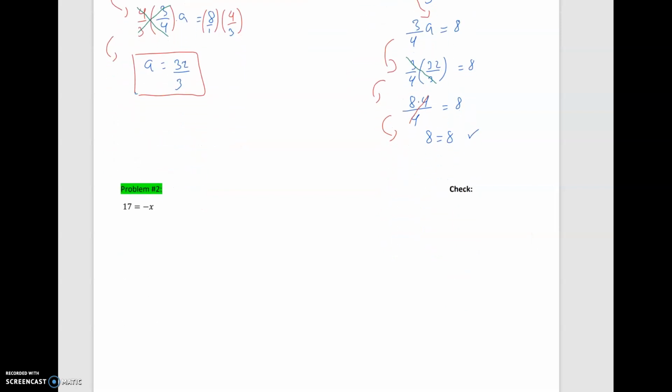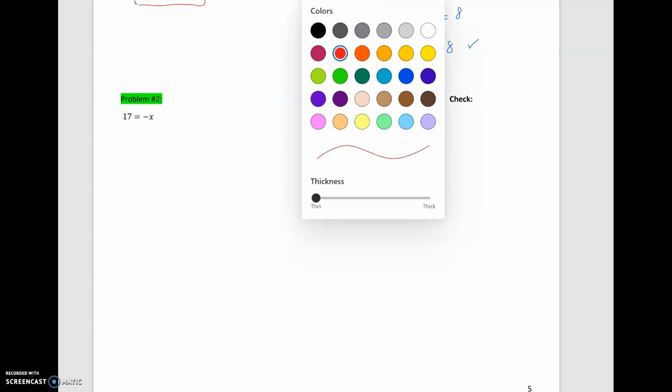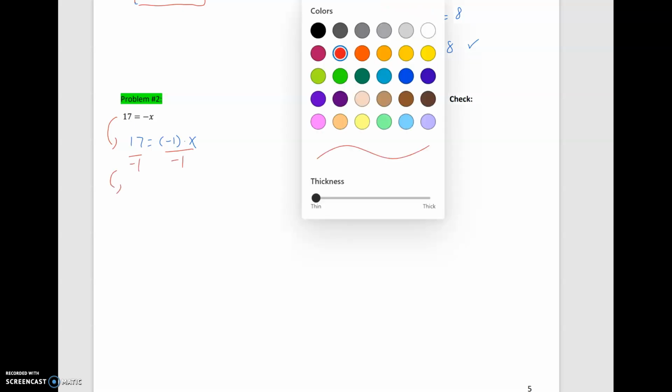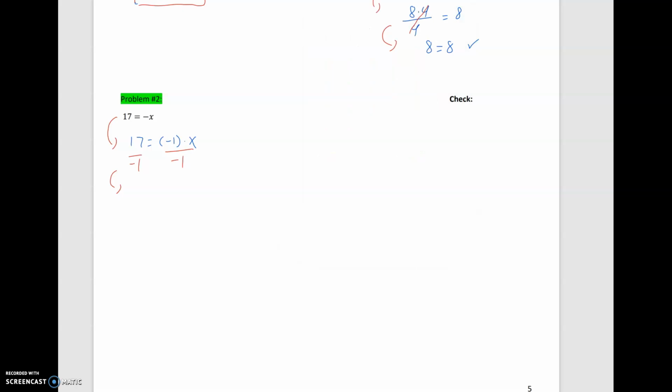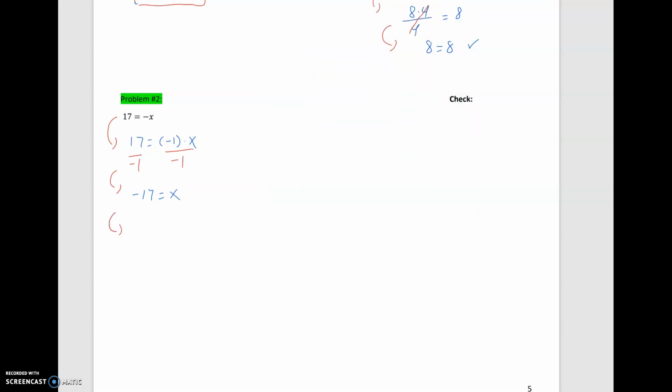Okay, let's take a look at example problem 2. In this case, let me rewrite it. We technically have the equation expressed as 17 is equal to -1 times x. To solve this one, it's sufficient to just divide both sides of the equation by -1, and we're going to end up with 17 divided by -1, or -17 is equal to x. Let me just flip it and rewrite it in standard form. So x is equal to -17.